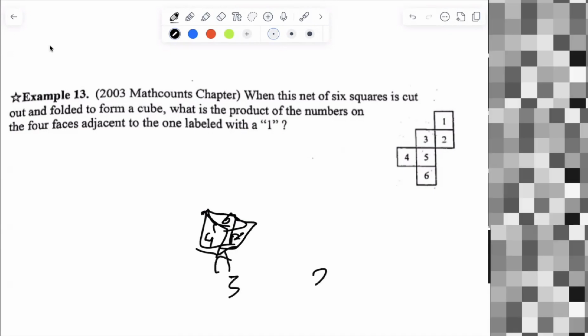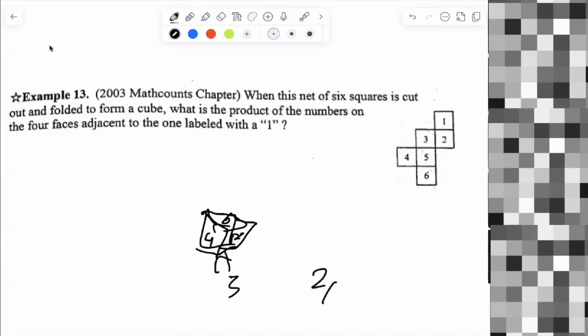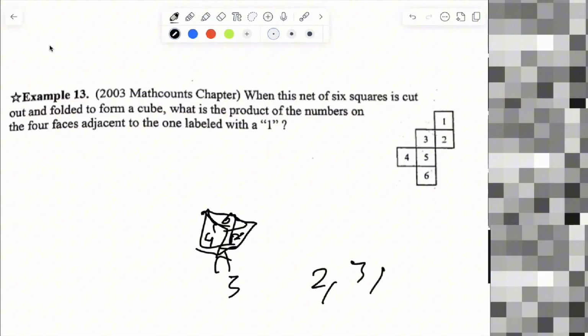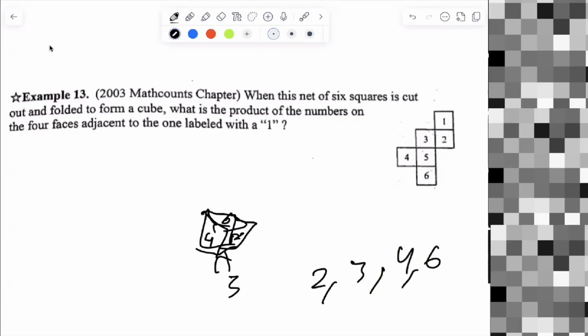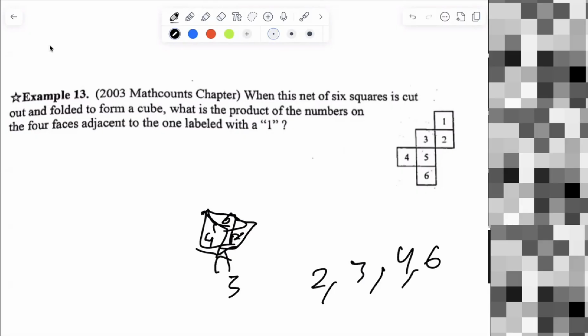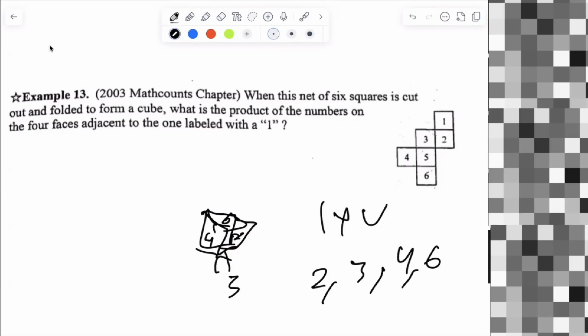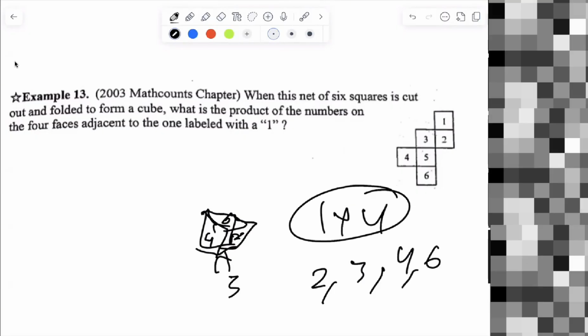So from there, we get 2, 3, 4, and 6. Multiplying all of this up gives you 144. So the answer to this question is 144.